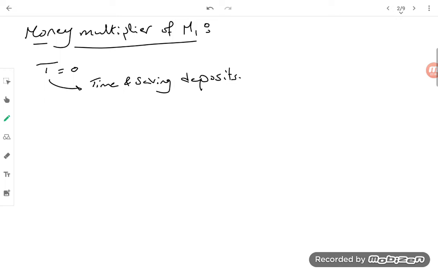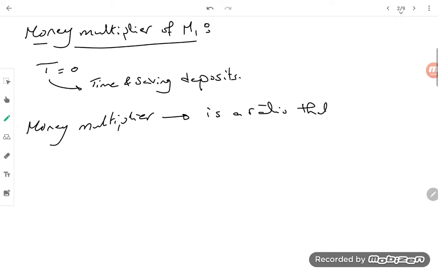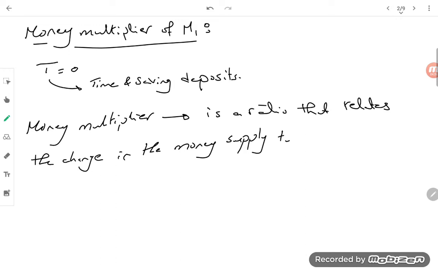What is meant by the money multiplier? The money multiplier is a ratio that relates the change in the money supply to a given change in the monetary base.